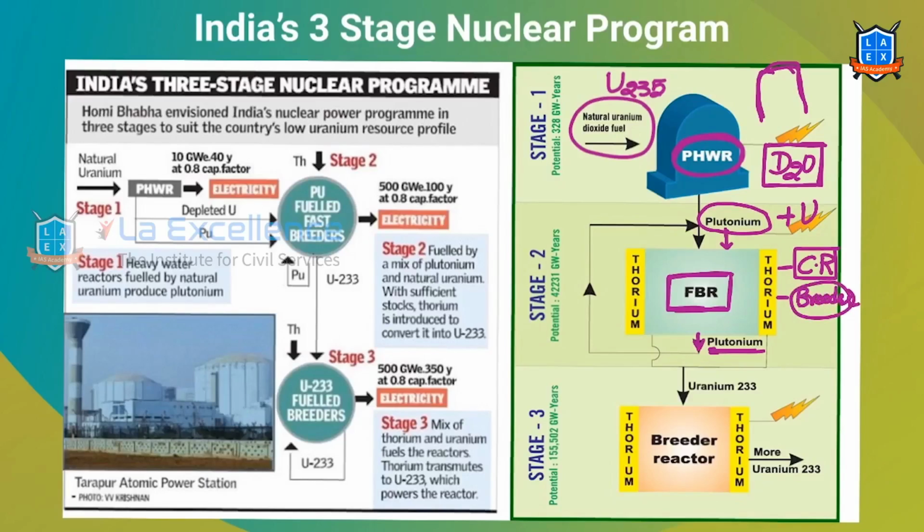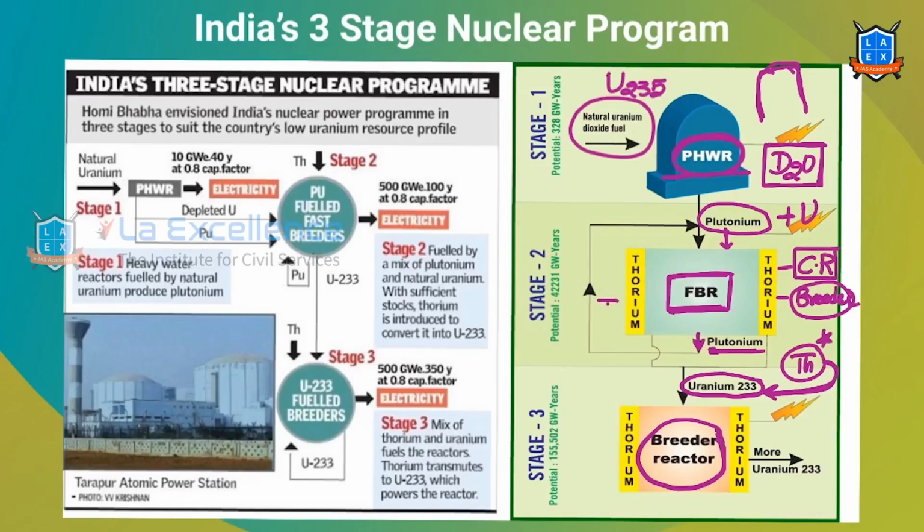And then in the third stage, we are going to use a certain amount of uranium and we are going to develop it using thorium. That means we take thorium, which we said we have the largest amount of reserves of, and this thorium is processed and converted into uranium, and then we use it in the breeder reactor. So the first stage of India's nuclear power program is the pressurized heavy water reactor. Second stage is FBR, fast breeder reactor. Third stage is the breeder reactor.